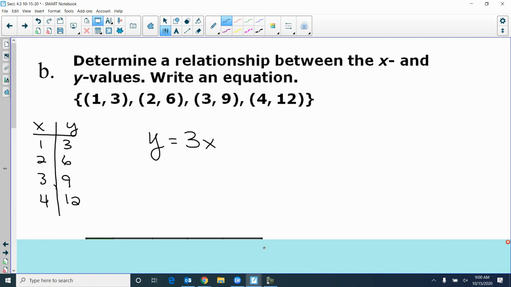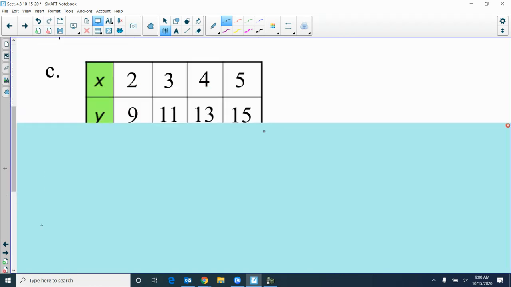All right, well, does that work? Look at it. Does it work? Sam says, yeah. 3 times 1 is 3. 3 times 2 is 6. 3 times 3 is 9, and 3 times 4 is 12. So yeah, that's all you got to do. All right, now this next one, a little bit harder.